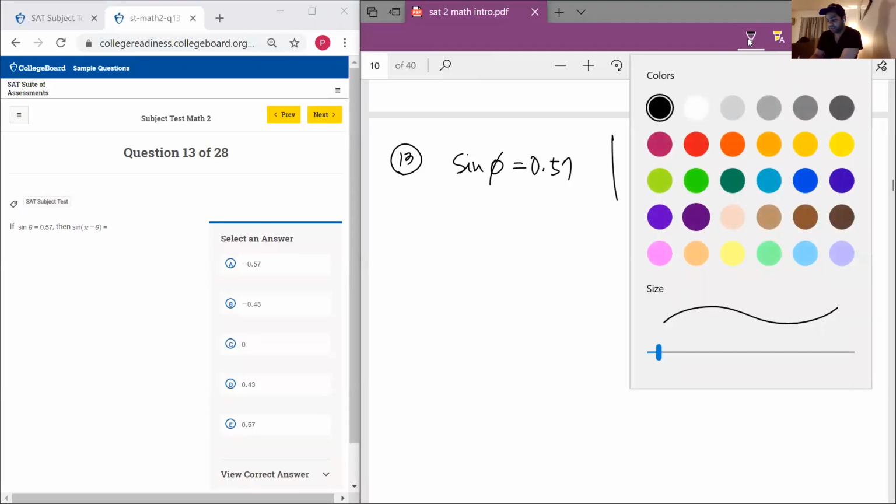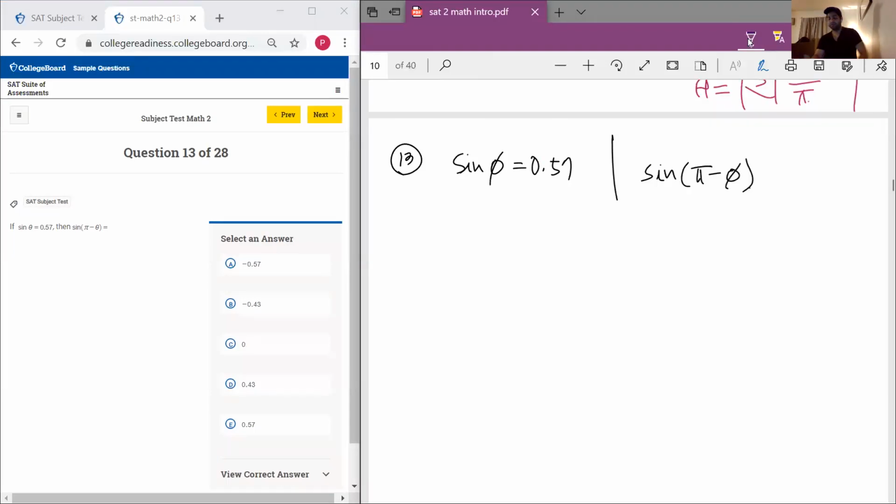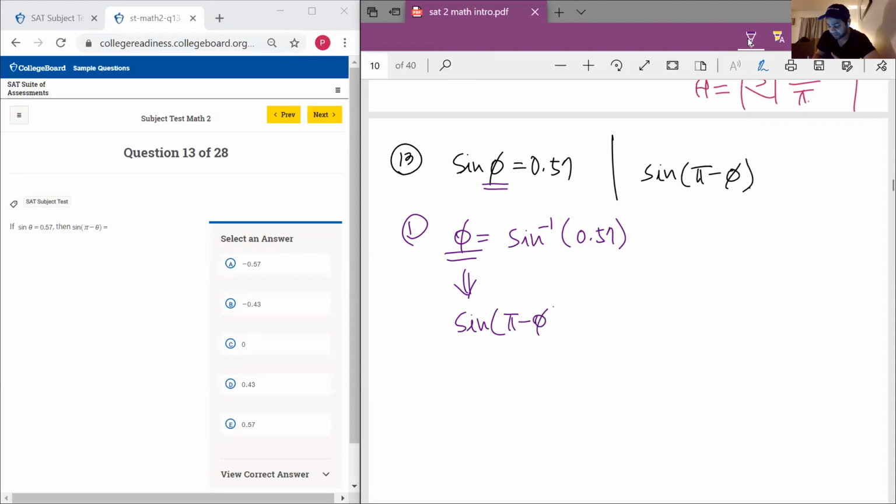Okay, so there are many ways of going about it. First approach is we can find what this angle is going to be. Use your calculator and find the inverse sine of 0.57. Once you get this, plug it into sine of pi minus theta and get its value. That's one way of doing it. If you're comfortable using a calculator quickly, this is probably one of the more efficient approaches.